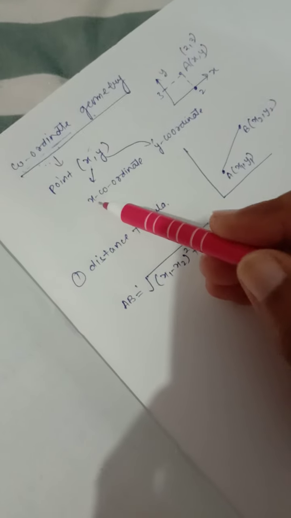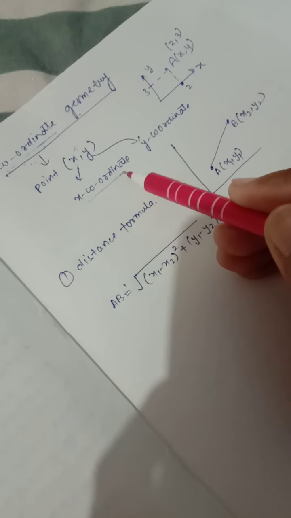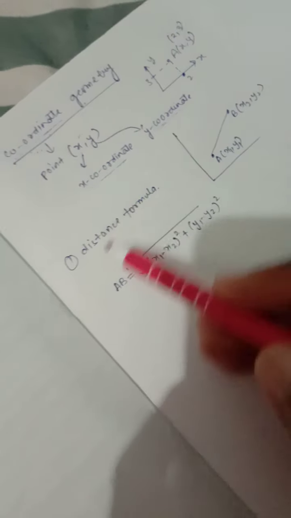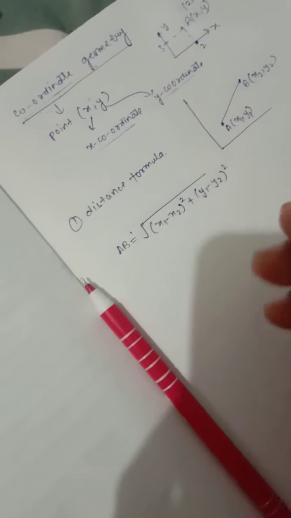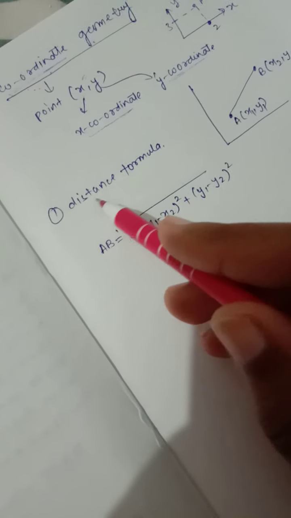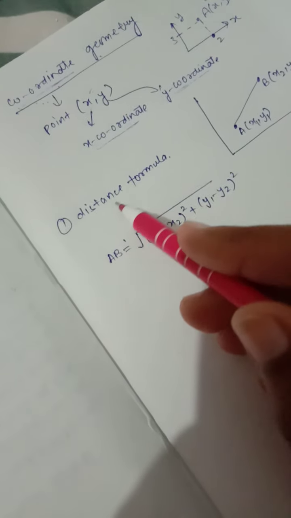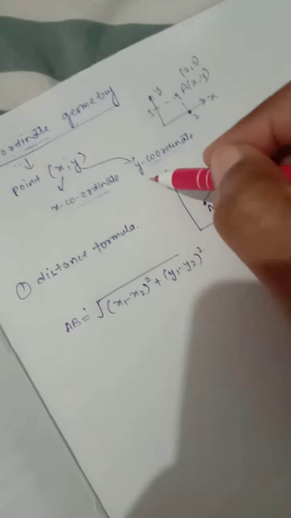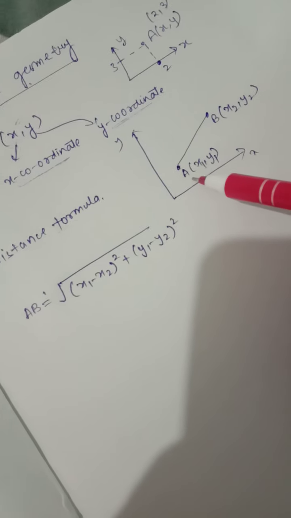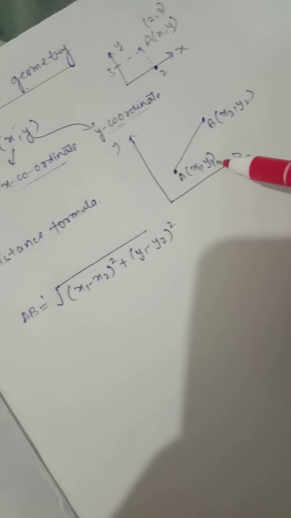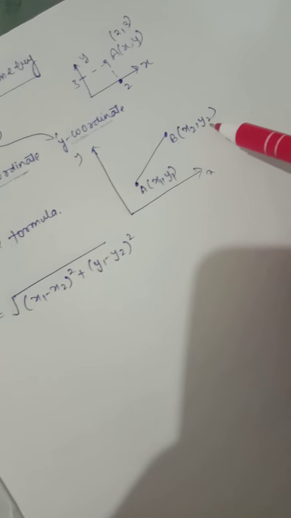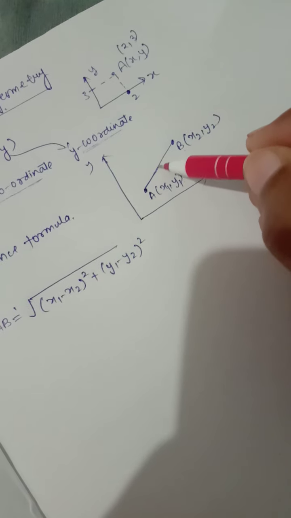We also call the point on the x axis the abscissa and the point on the y axis the ordinate. Okay, so the first question that comes from coordinate geometry is based on the distance formula. What is the distance formula, and why is it used? Suppose there are 2 points on a graph. The first point is A, whose coordinates are x1, y1, and the second point is B, whose coordinates are x2, y2, and we have to find the distance between these 2 points.